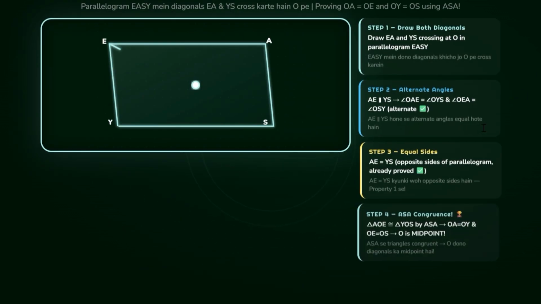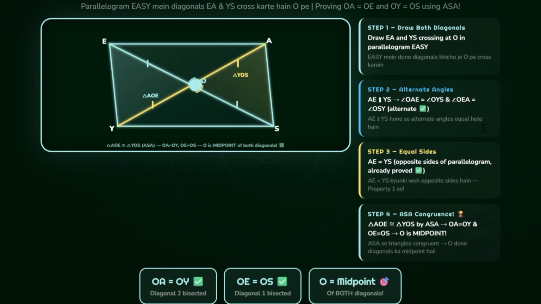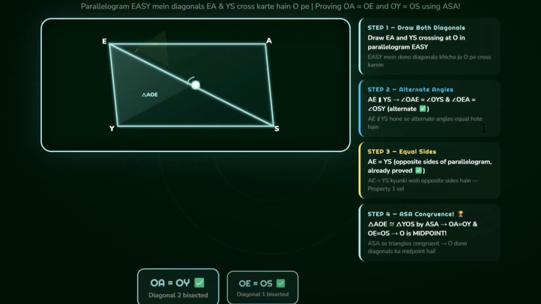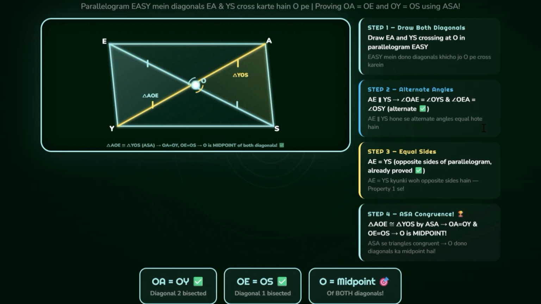And we already proved in property 1 that AE equals YS because they are opposite sides of a parallelogram. So, two angles are equal and the included side is equal, right? That is the ASA congruency condition, meaning angle, side, angle. And by ASA, triangle AOE is congruent to triangle YOS. Corresponding parts of congruent triangles are equal. We can call it CPCT. So, OA equals OY and OE equals OS, which means O is the exact midpoint of both the diagonals. The diagonals bisect each other, hence proved.